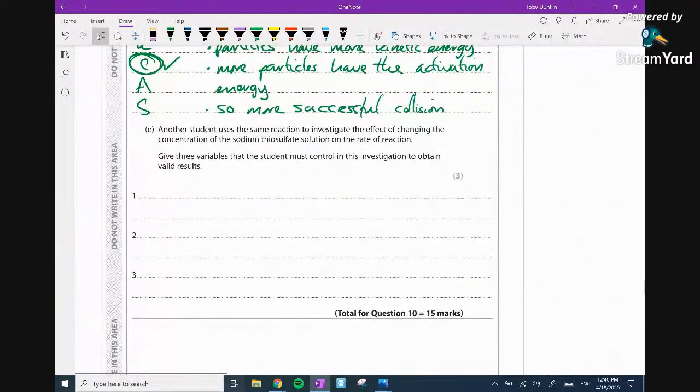Like it. Another student uses the same reaction to investigate the effects of changing concentration. Give three variables that the student must control in this investigation to obtain valid results. Right.